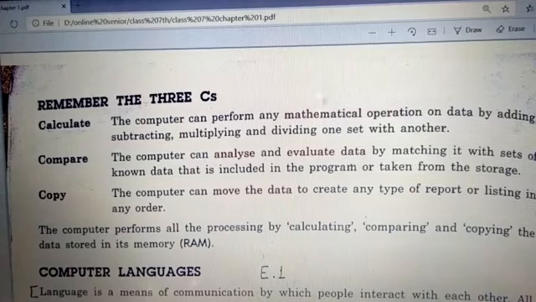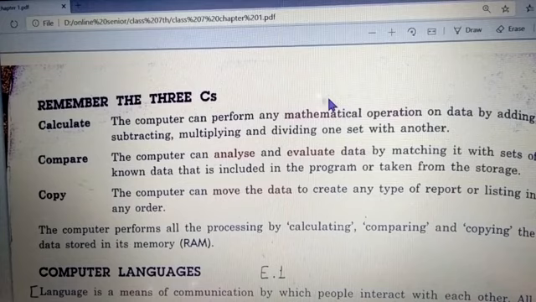Now the important three C's are calculate, compare, and copy. What is calculate? Whatever mathematical calculations or operations there are, like addition, subtraction, division, multiplication, these are all the common basic ones. These are the calculations that are done by the computer.